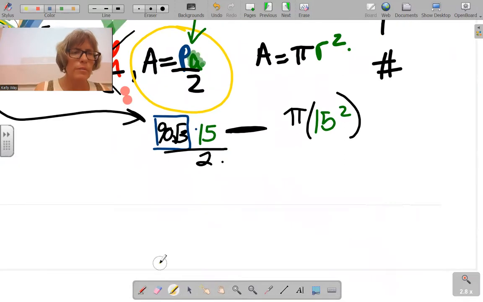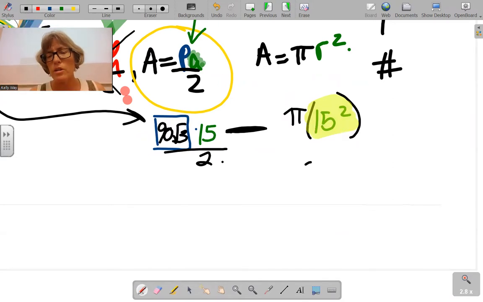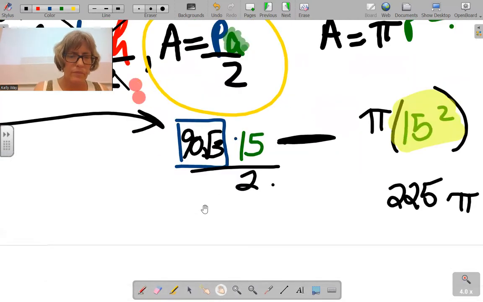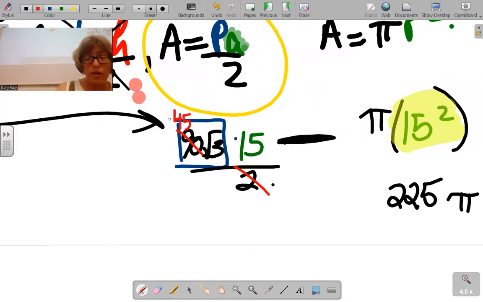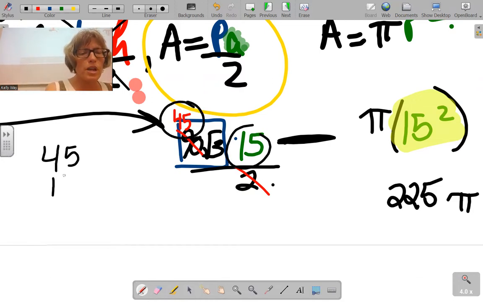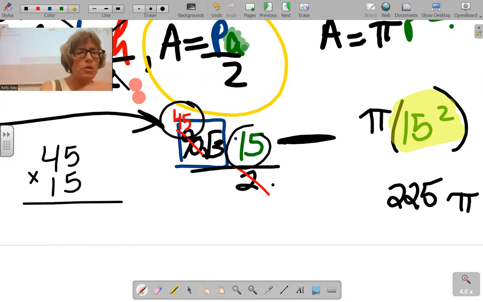We're almost done here. Let's do the circle first. That's easy. You just square the 15. You should have your squares memorized. That's 225 pi. Two goes into 90 45 times. And we now have 45 times 15. Yay, 4th grade math, folks.